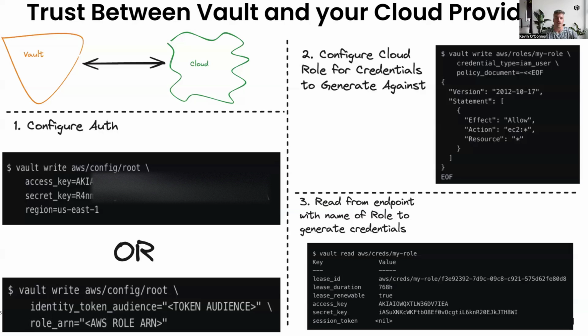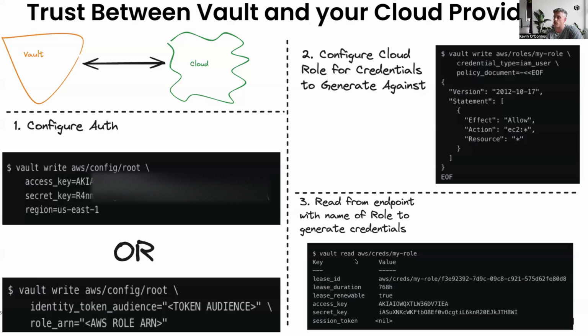Then we need to configure the cloud role for credentials to generate against. This is what I mentioned before. So Vault knows how to generate credentials, right? But we need to tell it what policy those credentials will have. So that's part of your Vault admin's responsibility as well. Once they've configured the access for Vault to the cloud, then it's, okay, what permissions should those credentials have that it will be generating? And then from a user perspective, all they need to do is read from that role endpoint to be provided with short-term credentials, right?